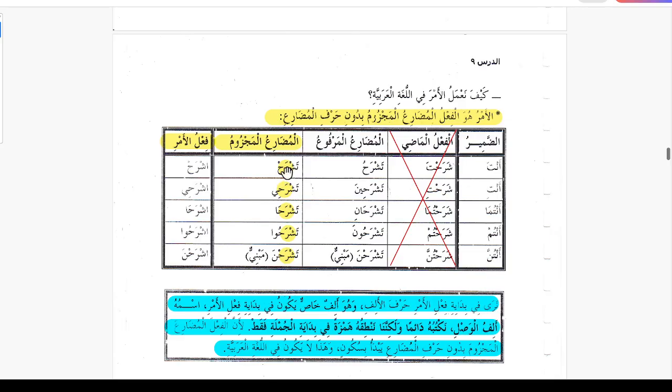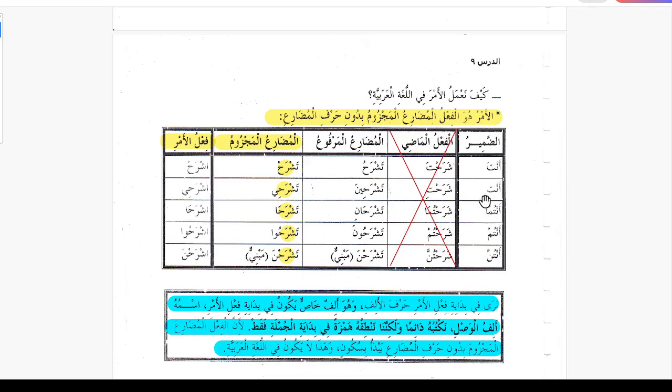It has a fatha. So when the letter has a fatha or kasra, then the fail al amr will take the kasra, so ishrah. And if it is dhamma, then it will take dhamma. So there is no fatha in the fail al amr, only kasra or dhamma. So in this case, tashraha will change to ishrah. If you want somebody to explain to you, you have to say ishrah, explain.